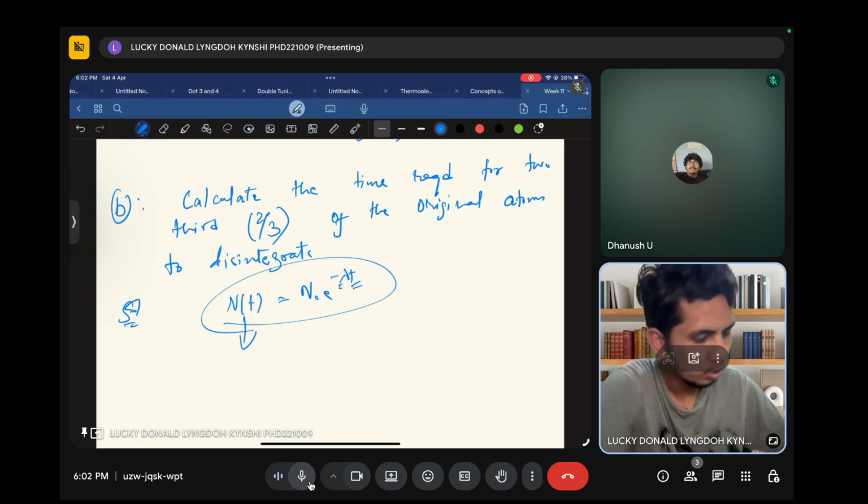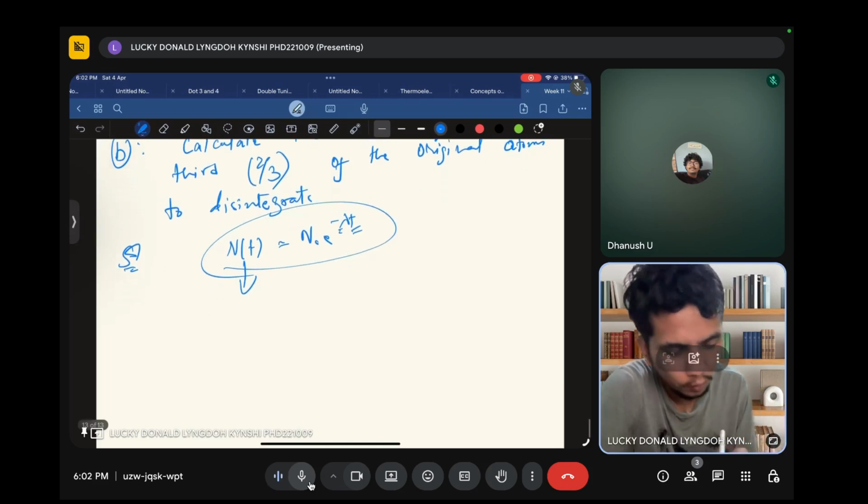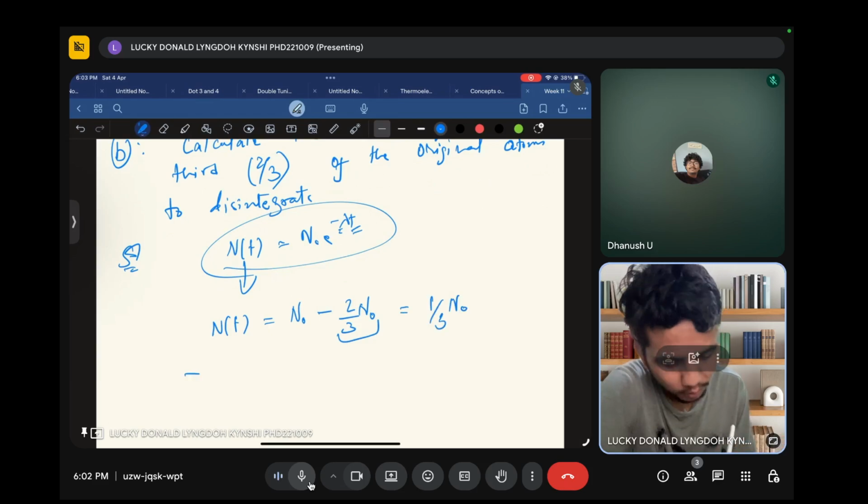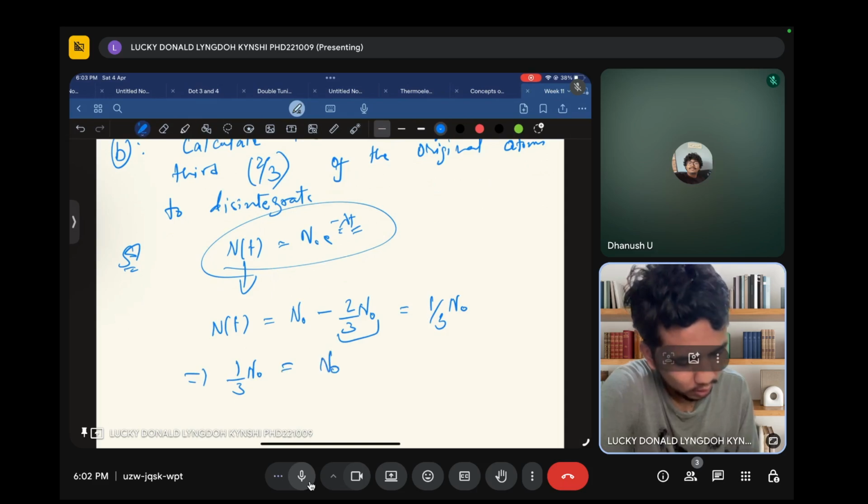Lambda you already know from the above calculation. Now you have to find out Nt. So what is the number of remaining atoms? Initially it is N naught, and 2/3 of N naught will get disintegrated, right? So you get 1/3 N naught. So the number of atoms remaining is simply 1/3 N naught, equal to N naught e to the power minus lambda t. Use that equation here.